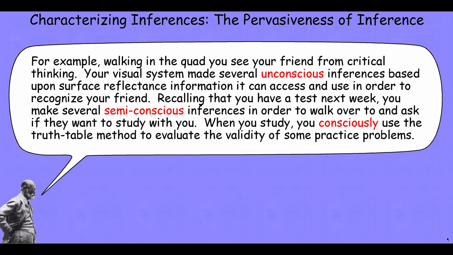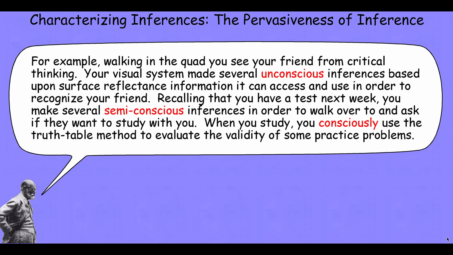Now, when we study, we may use one of the techniques that we're going to learn this term. And so you may use the truth table method to evaluate the validity of some particular deductive argument. And in this instance, you'll be consciously performing an inference. What you do is systematically performed using your working memory, and hence is a conscious inference. Now, it's really important for us to realize that the psychological processes that perform our inferences aren't just limited to the ones that we're consciously aware of.